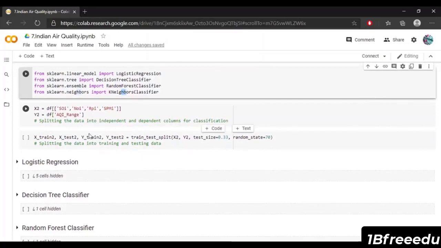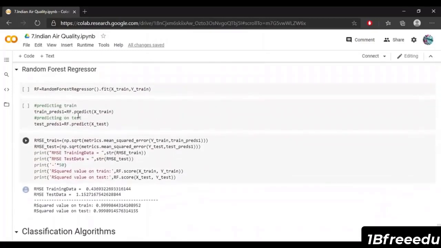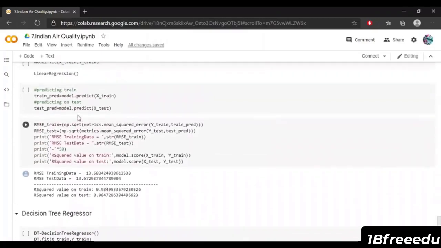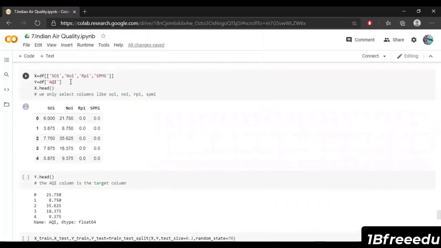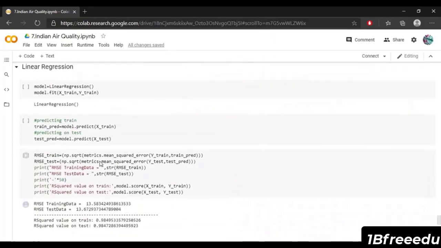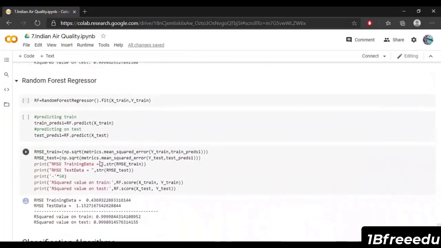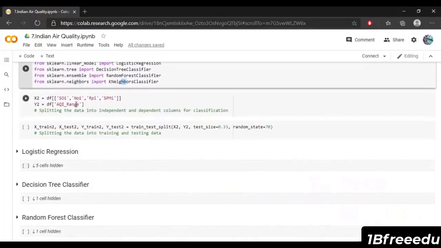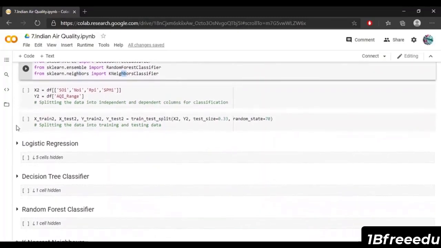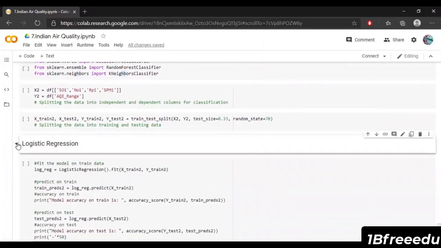Our target column over here is now the AQI range. Previously we were predicting a number, so we used the AQI as the target column. As you can see, the AQI contains numbers, so we used the regression algorithm. But now we have used AQI range as our target column, and the remaining independent columns include the index values of the particular pollutant. And over here, this is our logistic regression model.